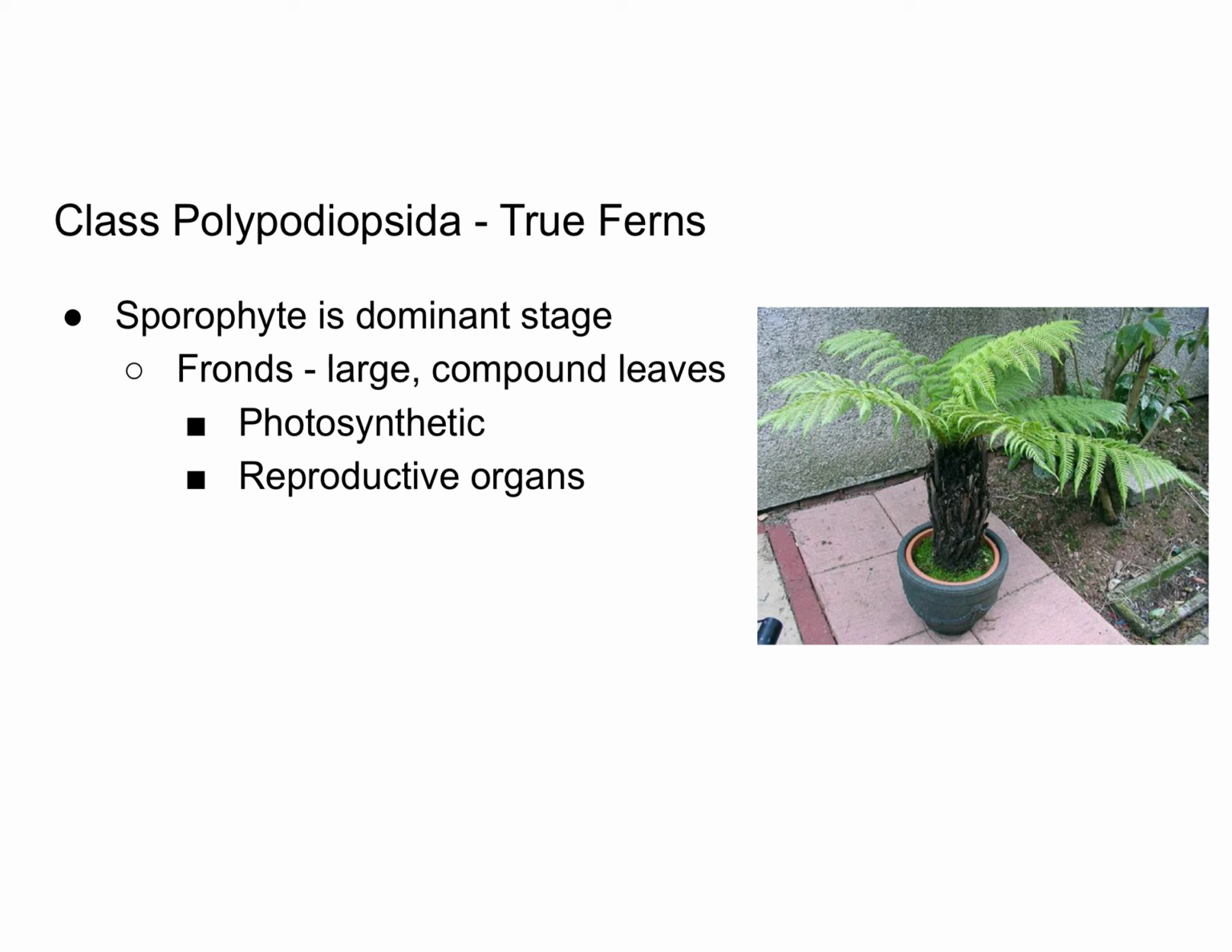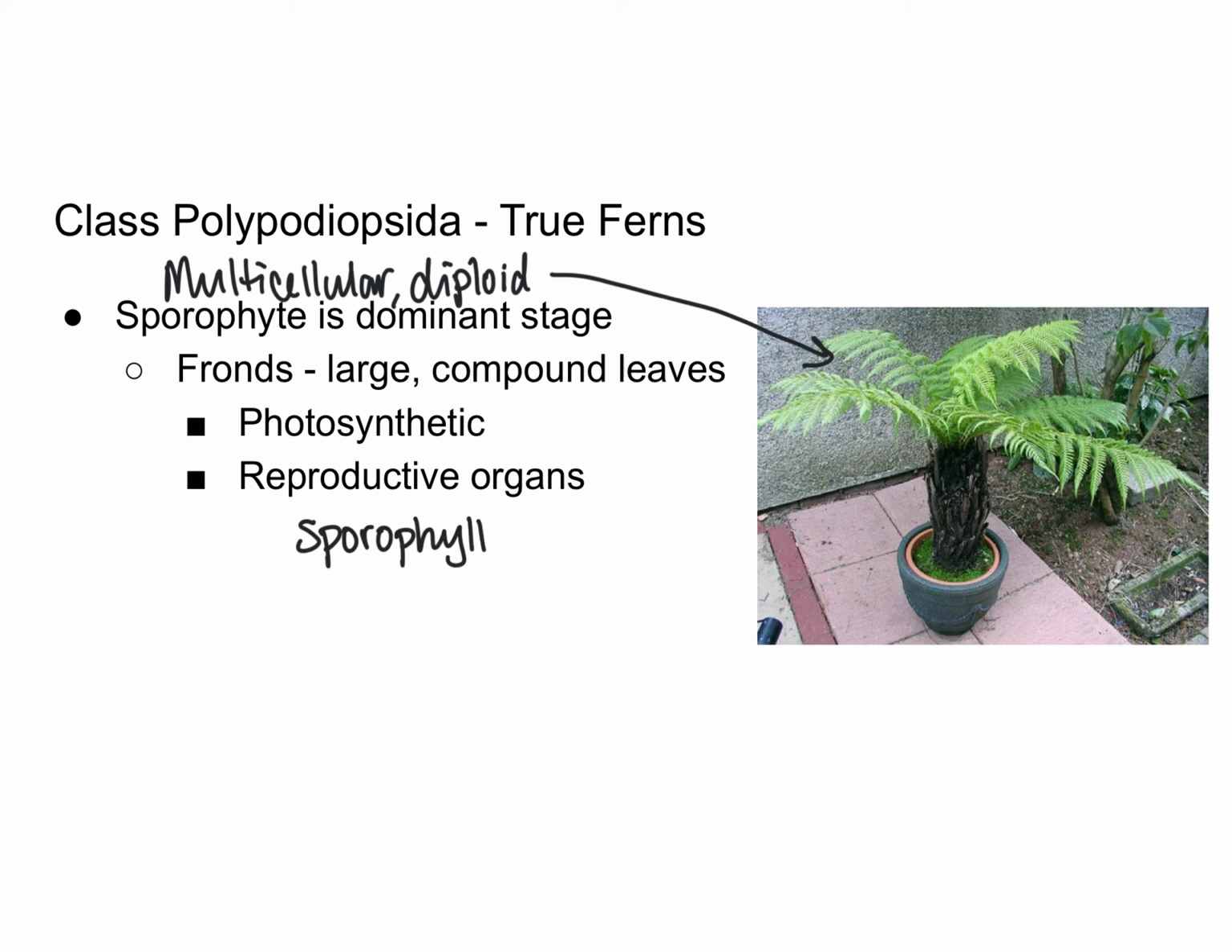In ferns, the sporophyte is the dominant stage. And remember, sporophyte is the diploid stage. So multicellular diploid. So these fronds you see here, these make up the sporophyte. The fronds are these large compound leaves that are both photosynthetic, and they also have the reproductive organs. And so these are those sporophyll leaves that we talked about in a previous video.